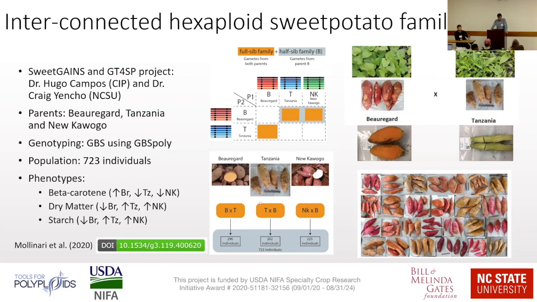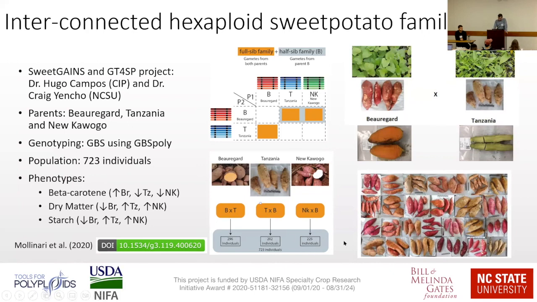In these three populations, as you see in this picture, for BT we have almost 300 individuals. For TB we have 200 individuals, and for NKB we have 255 individuals. And these are the three parents here. Beauregard is a sweet potato from the US. It's an orange-flesh sweet potato with a lot of beta carotene. Tanzania and New Kawogo are from Africa, and they have almost no beta carotene, and they have high contents of dry matter and starch.